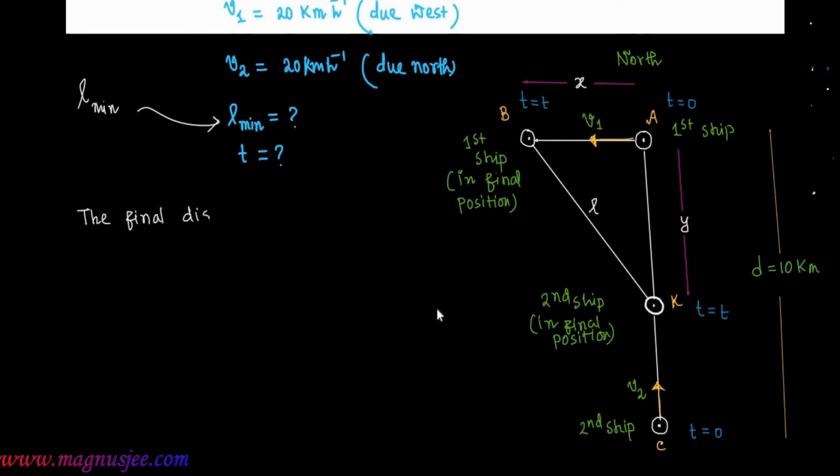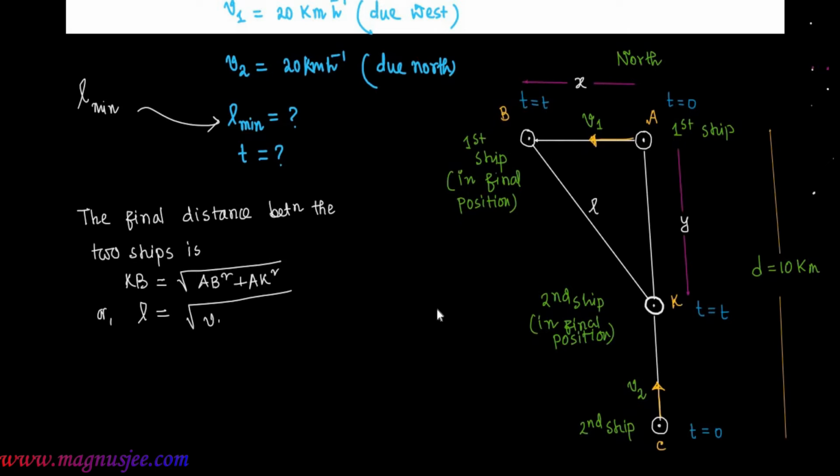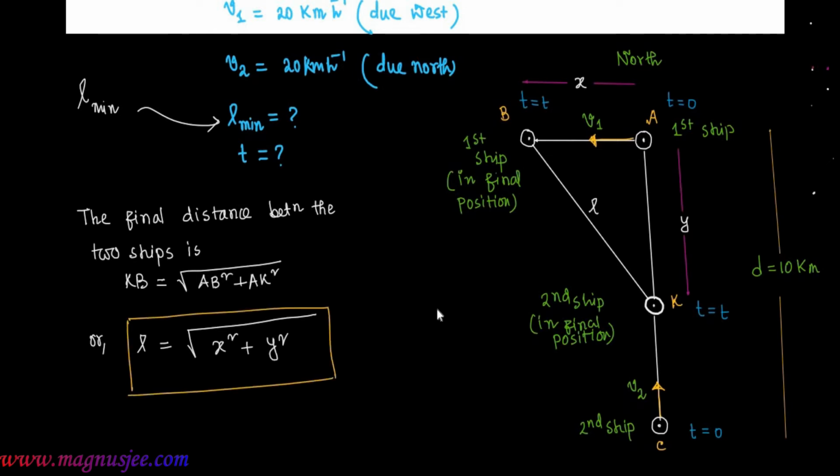Now the final distance between the two ships is given by L. That is given by KB, which is equal to root over AB square plus AK square, and in this case KB is L, so L will be equal to root over x square plus y square. L is equal to root over x square plus y square.